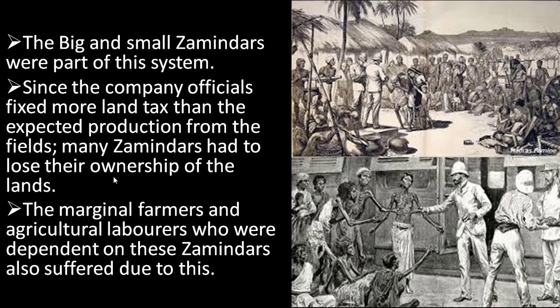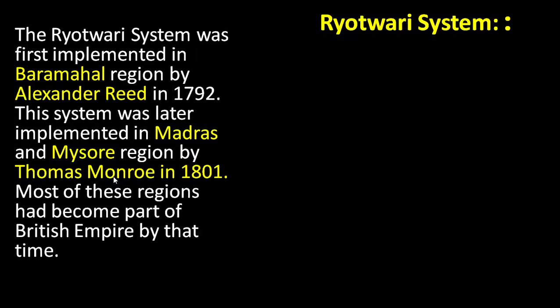So the big and small zamindars became part of this system, and since the company officials fixed more land tax than the expected production, many zamindars had to lose their lands. Especially the marginal farmers and agricultural laborers who were dependent on them suffered a lot under the Mahalwari system. Then there is one more concept, called the Rayatwari system.